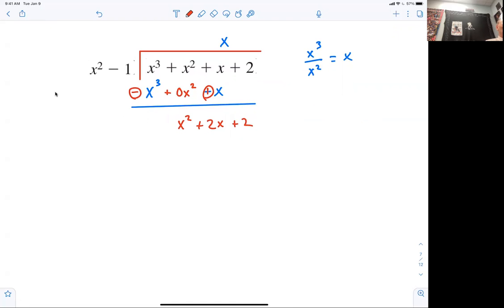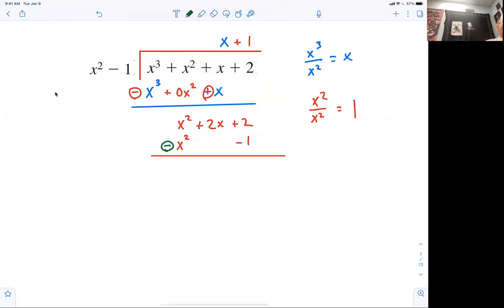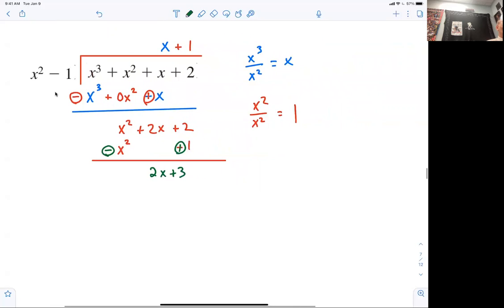Now what's x squared divided by x squared? 1. So it's a positive 1. Now you're just multiplying. When you multiply that, that becomes x squared minus 1. Draw a line underneath it, and then change the signs. So this becomes a negative, that becomes a positive. So this becomes 2x plus 3. So my answer is x plus 1 plus 2x plus 3 over x squared minus 1.